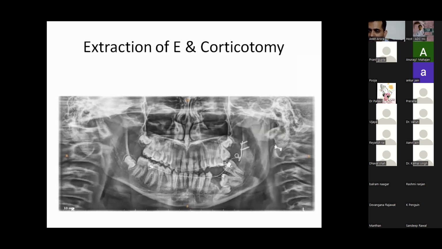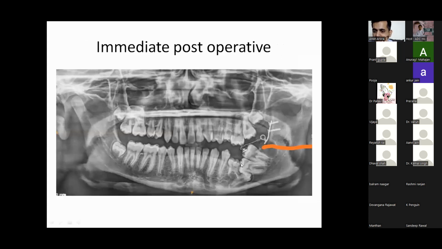Now this is the position where we are. What we did is we uprighted the 7, and the moment we found that, now you can see it here. This is the E, which we can see.